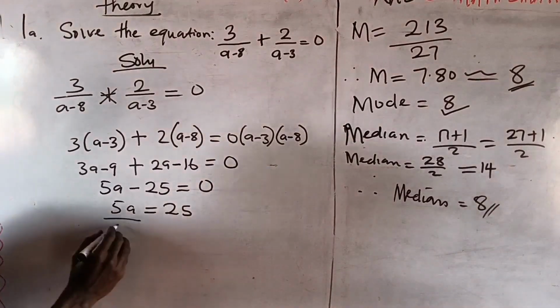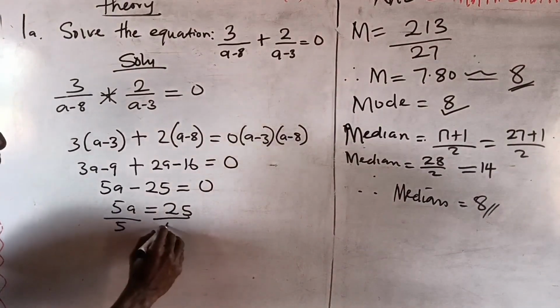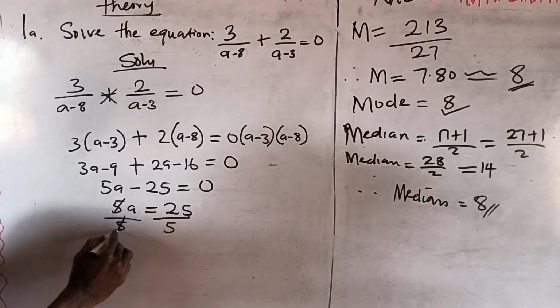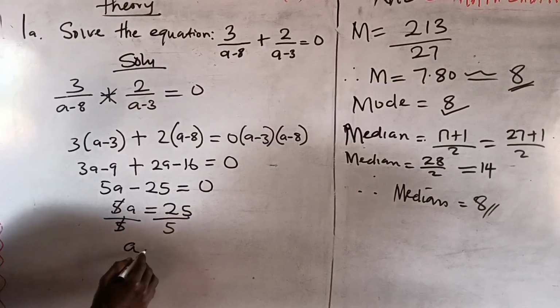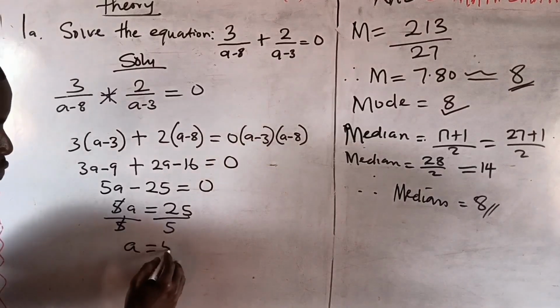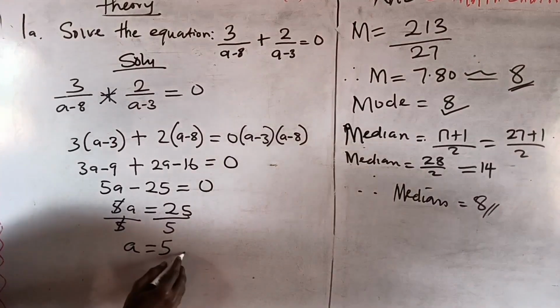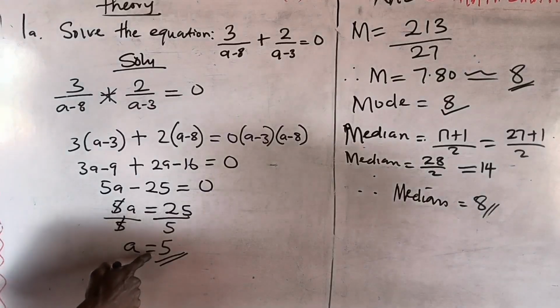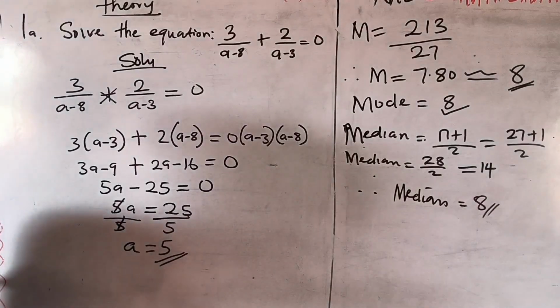So we divide all through by 5. This 5 cancels 5, we are left with a. Therefore, 25 divided by 5 will give us 5. So our a is equal to 5. That is our final answer.